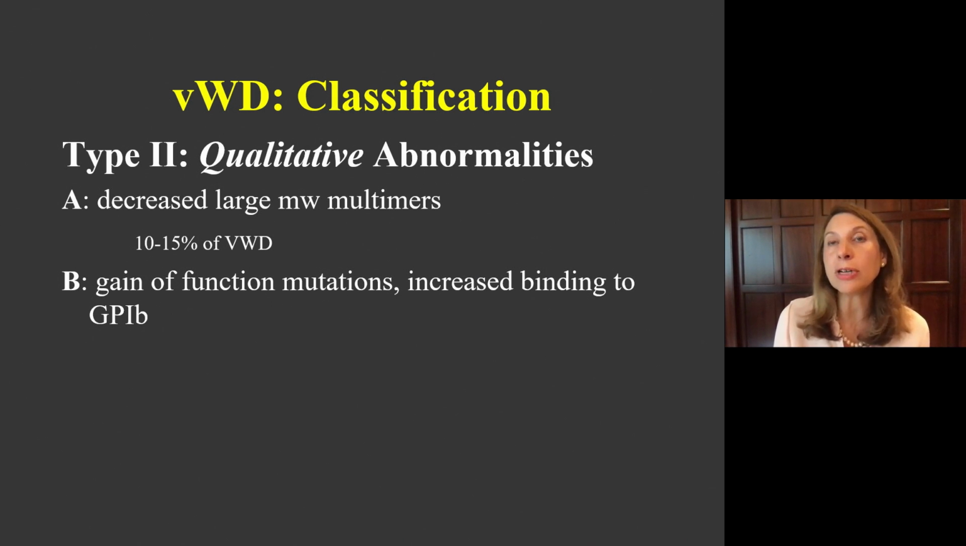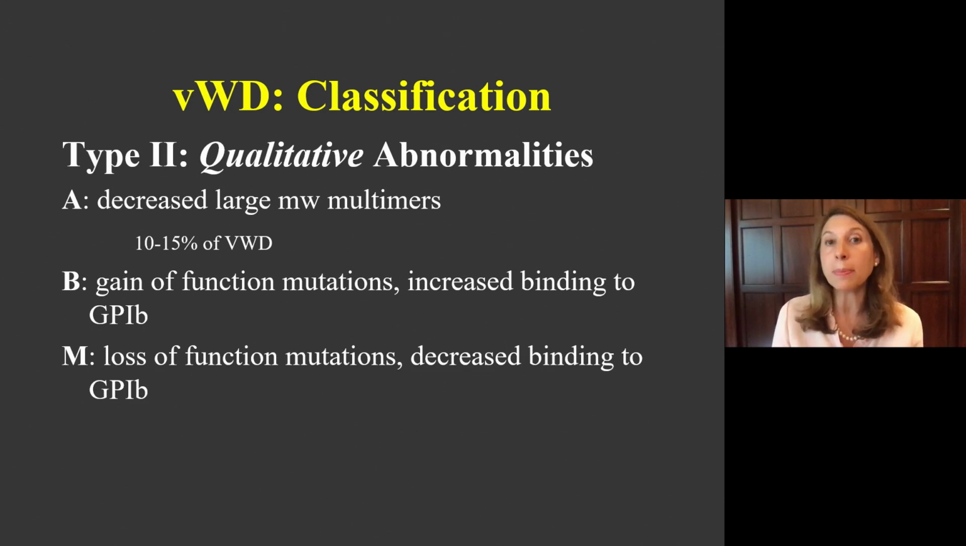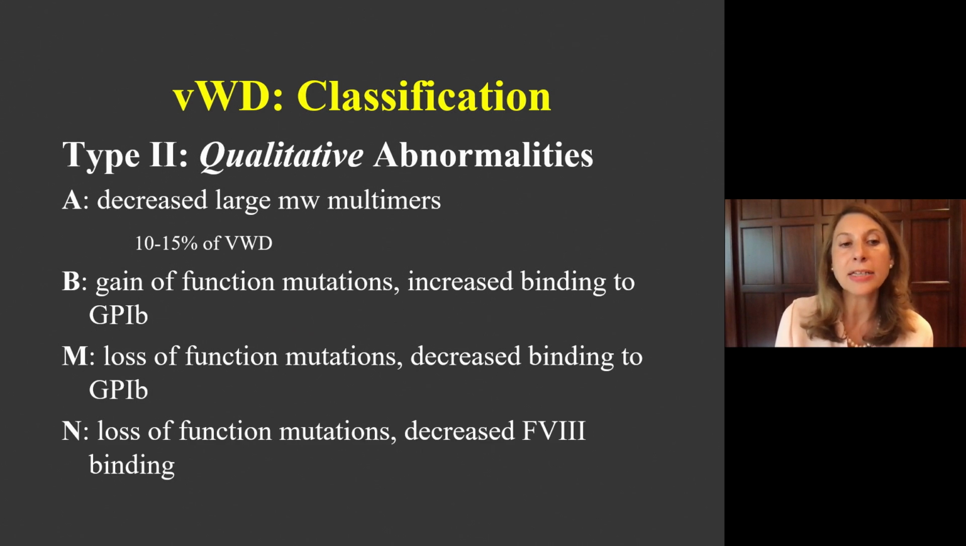So there's increased binding to the GP1B on the platelet, because remember, the platelet binds to collagen via von Willebrand factor. So patients with type B often present with a thrombocytopenia because of this increased binding. Type 2M is another loss of function mutation. Here, though, it's decreased binding to GP1B on the platelet surface. And type 2N is a loss of function mutation, but this time there's decreased factor VIII binding.